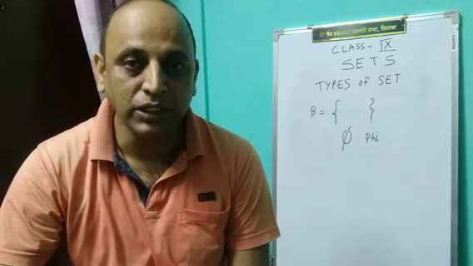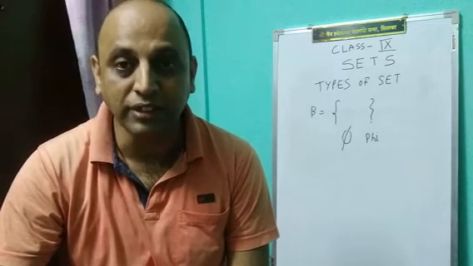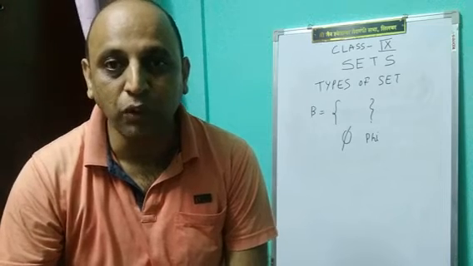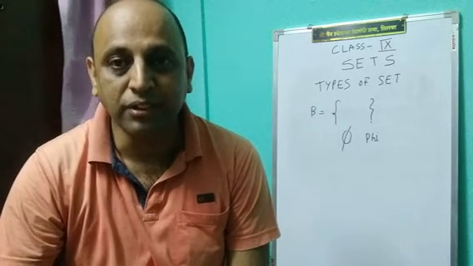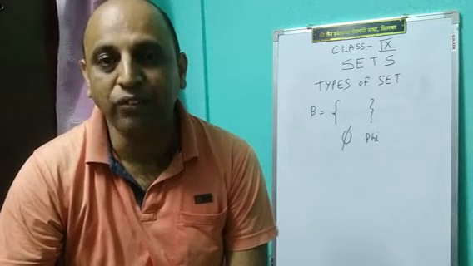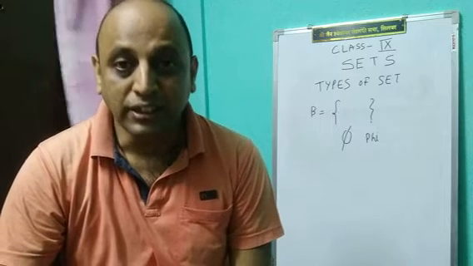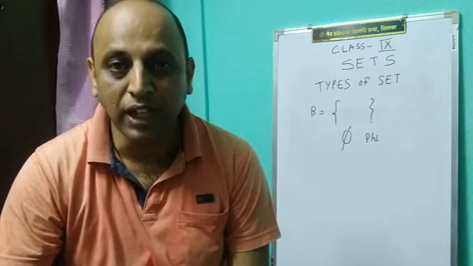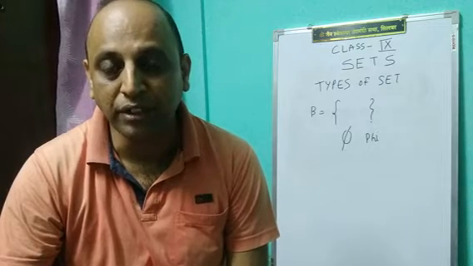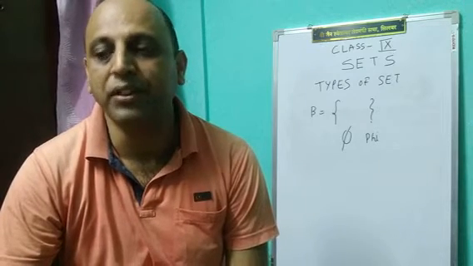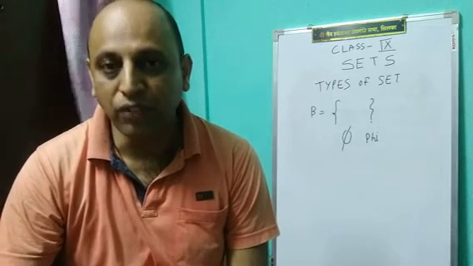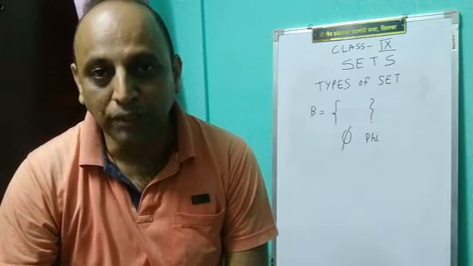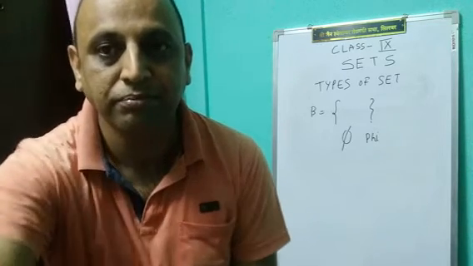Hopefully, these four types are clear. Let's revise it once again. Singleton set, a set which contains only one element. Null set, a set which contains no element. Finite set, set whose number of element can be counted. Infinite set, set whose number of element cannot be counted. That is, it has infinite number of element. We have got one new word, phi. A set which contains no element is denoted by phi.